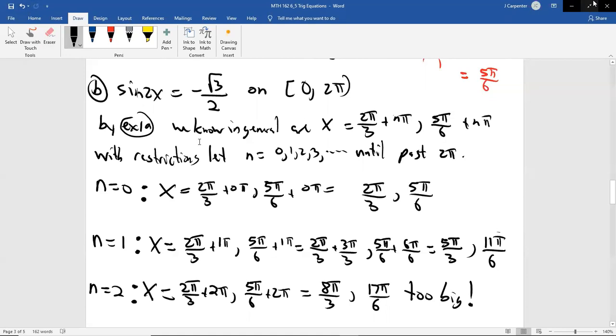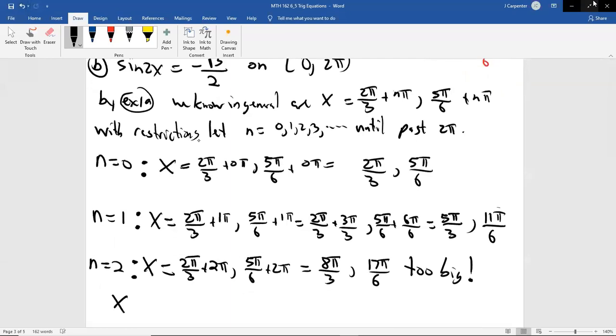So that means we only get 4 solutions. We get x equals 2 pi over 3, 5 pi over 6, 5 pi over 3, and 11 pi over 6.